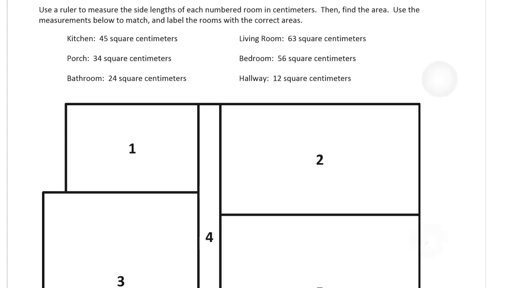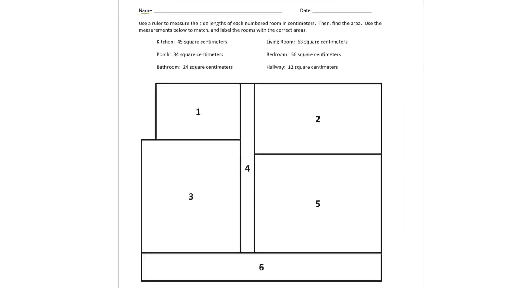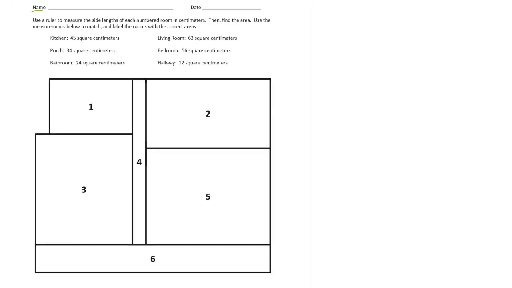So let me zoom out for a little bit so we can see the whole page. So we've got 6 rooms, and we've got to figure out the kitchen. For example, the kitchen is 45 square centimeters. So we measure all of these rectangles, and we figure out which room has an area of 45 square centimeters, and that one's the kitchen. And then one of these rectangles will have 34 square centimeters, and that one would be the porch, and so on.